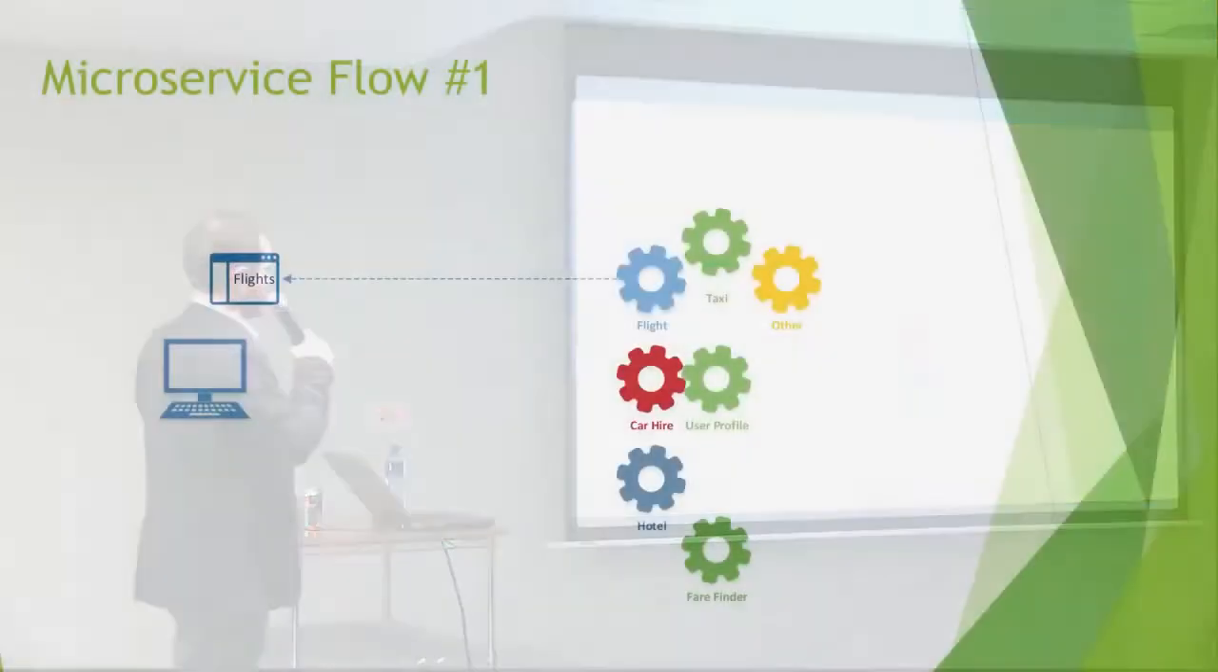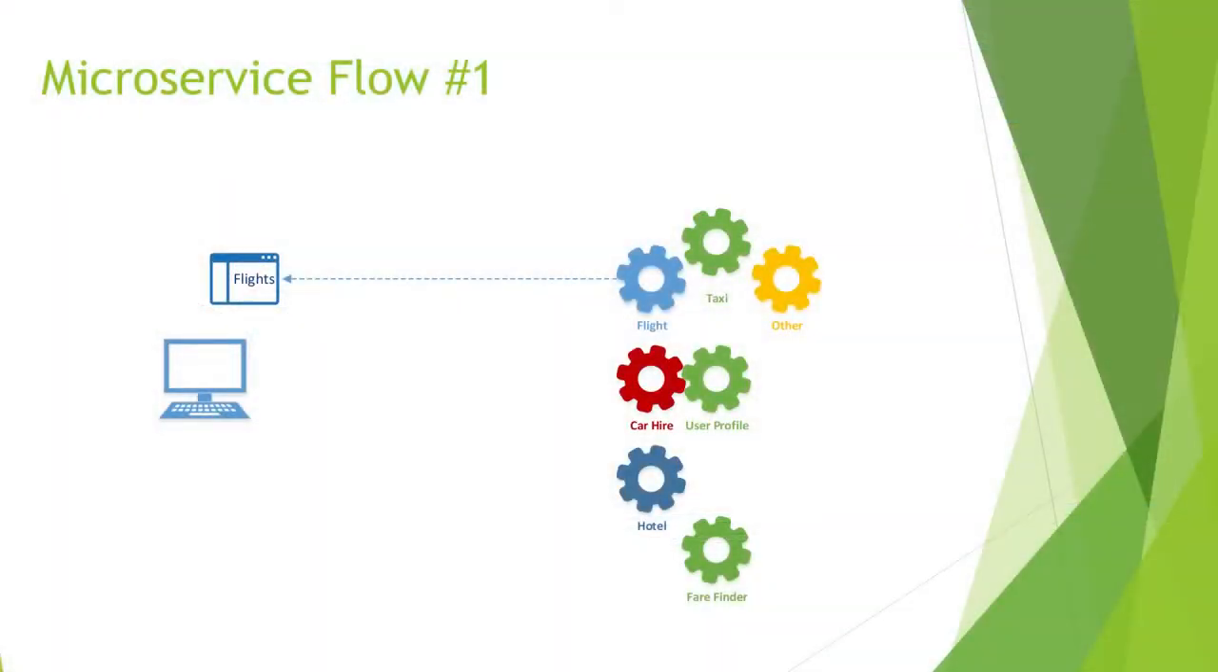By way of example, if we go back to flight booking systems, in this case Ryanair, we've got various microservices now. So we've split our monolith, which was a big ugly black box before, and now it's microservice based on flight, taxis, others, car hire, user profiles, hotels, fare finders, etc. So now our user has asked for flight information, so we give it to them here. Flight microservice goes, okay, I'm interested in that, I'm going to send you back that information.